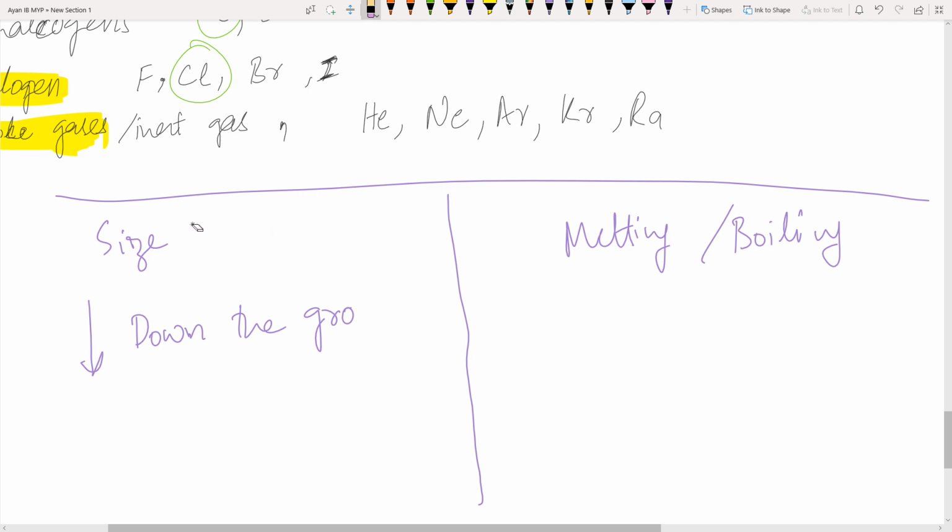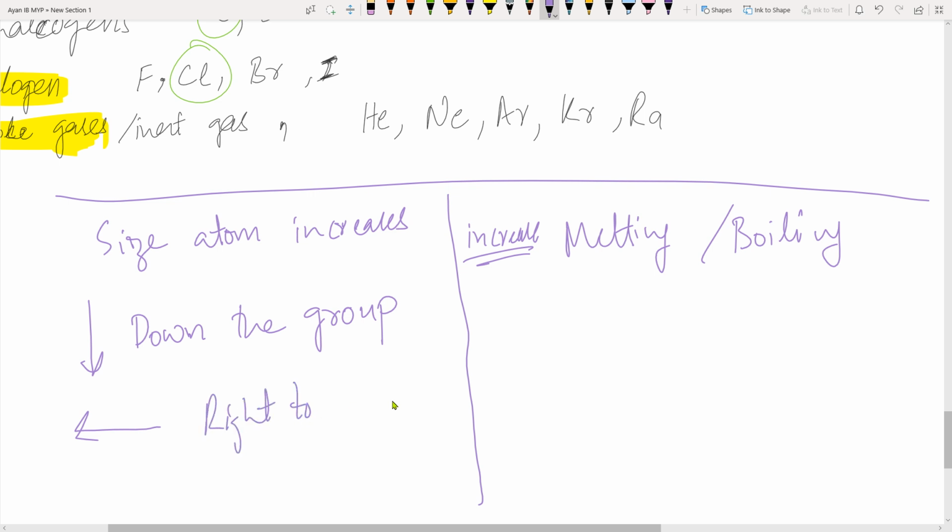Let's write the whole thing then. My apologies. So size of atom increases, and over here the melting and boiling point, increase in melting and boiling point. So down the group, the size of the atom increases, and from right to left, right to left.